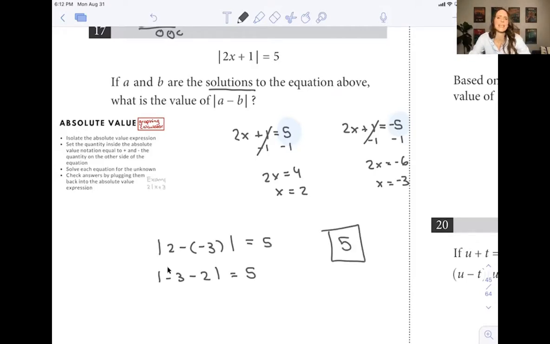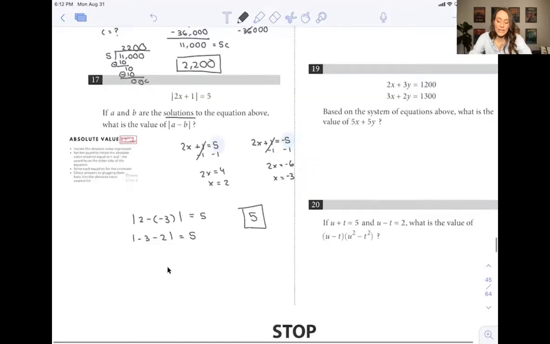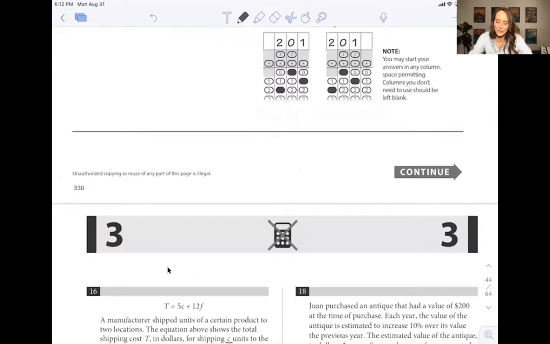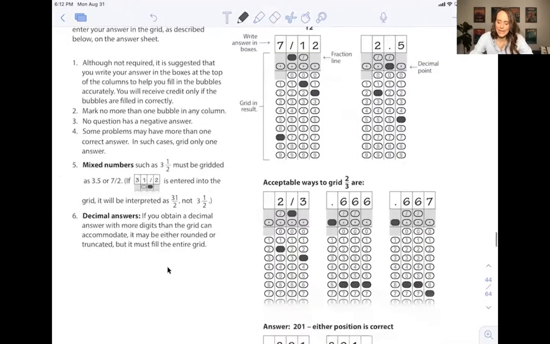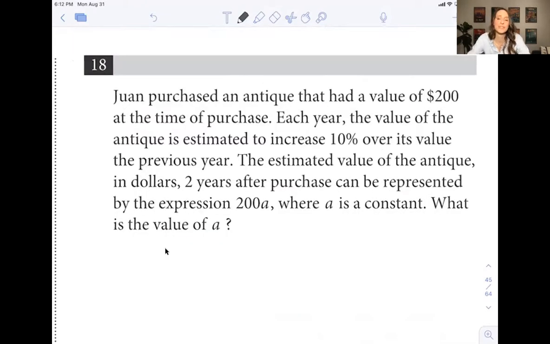Just as a little side note, for the grid-in free response questions, you can never have a negative. There's no way to grid in a negative answer choice. So if you ever get a negative, you either did something wrong and you need to go redo your work. If you don't have time to redo your work, then just drop the negative from your answer and grid in what you have.